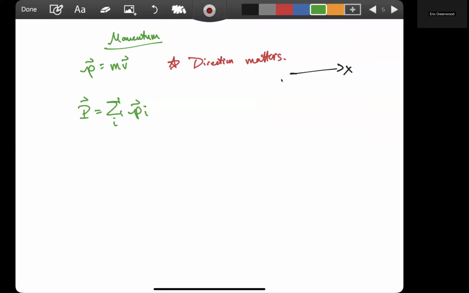Good. So that's this guy. From there, we then also have the impulse. Impulse is equal to the integral from the initial time to the final time of the force integrated over time, which is approximately the same thing as the average force times my change in time. Now, by the impulse-momentum theorem, this is equal to the change in momentum for a single object.